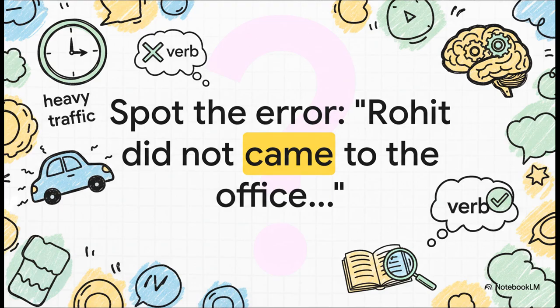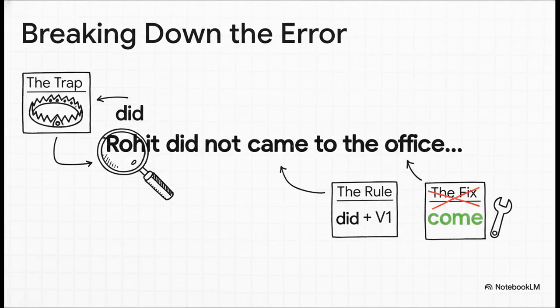Read it carefully. Rohit did not came to the office because he got held up in heavy traffic. Can you see the mistake? And there it is. The trap was using came right after did not. But the rule, which we just went over, is that did has to be followed by the base V1 form. So the fix is super simple. You change the past tense came to the base form come. The correct sentence is Rohit did not come.